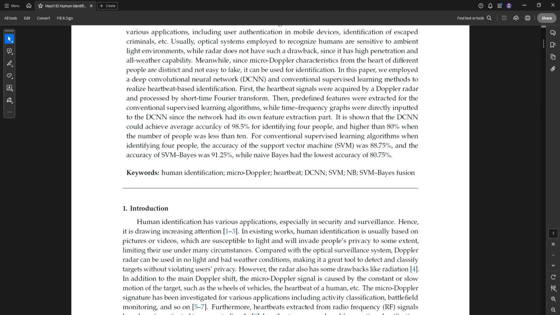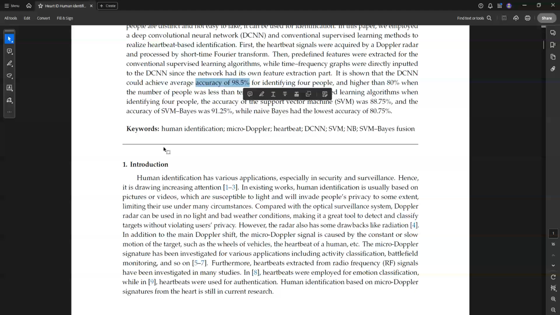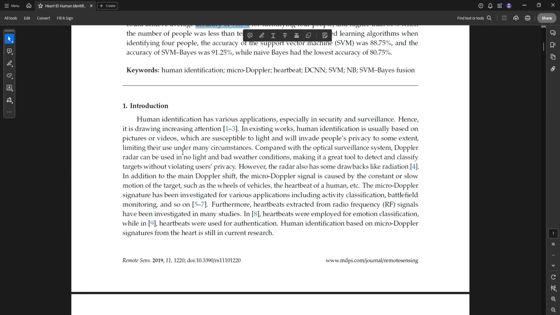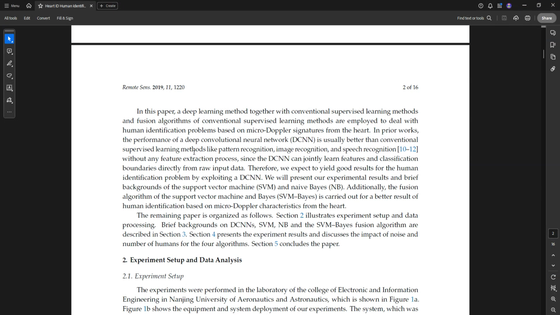They say they have 98.5% accuracy in distinguishing between 4 people, or classification between 4 people. And why is that? Because sometimes, for privacy reasons, you have to know who is in front of you without using a camera. So they employ a deep convolutional neural network, and they compare it against SVM, naive Bayes, and the fusion between SVM and naive Bayes classifiers.